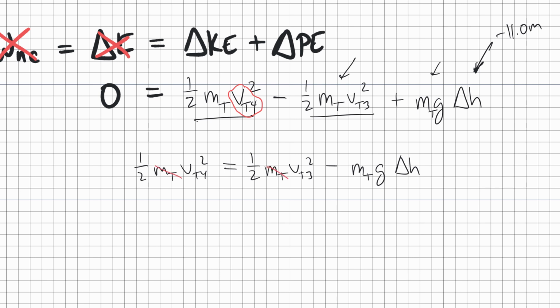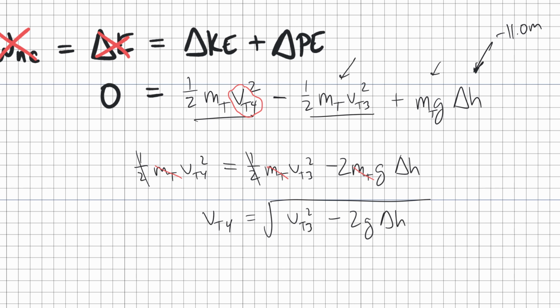We're going to get rid of all those m totals because it's in every single term. And I want to get rid of that 1/2, so I'm going to multiply by 2 on each term, and those go away. Now I want to get rid of that square, so I'll say v4 equals the square root of v3 squared minus 2g delta h.